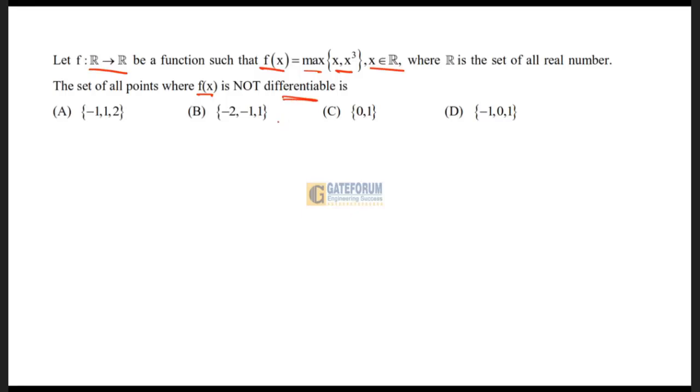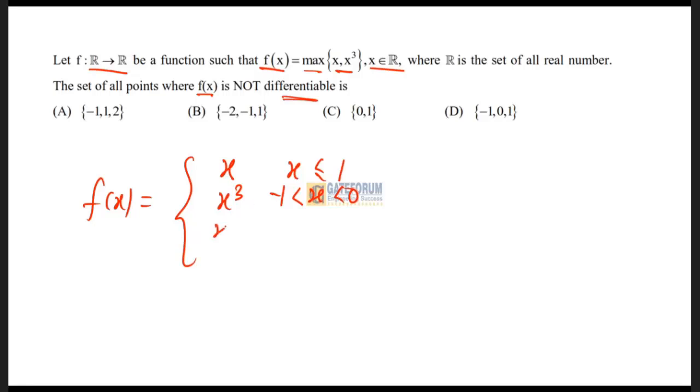So what we need to do is build up the function. Our function looks like f(x) equal to x and x cube: x if x is less than or equal to -1, or x is greater than -1 and less than 0, and x is less than or equal to 1 and greater than or equal to 0, and x cube where x is greater than 1. So clearly, it is continuous at every real x.